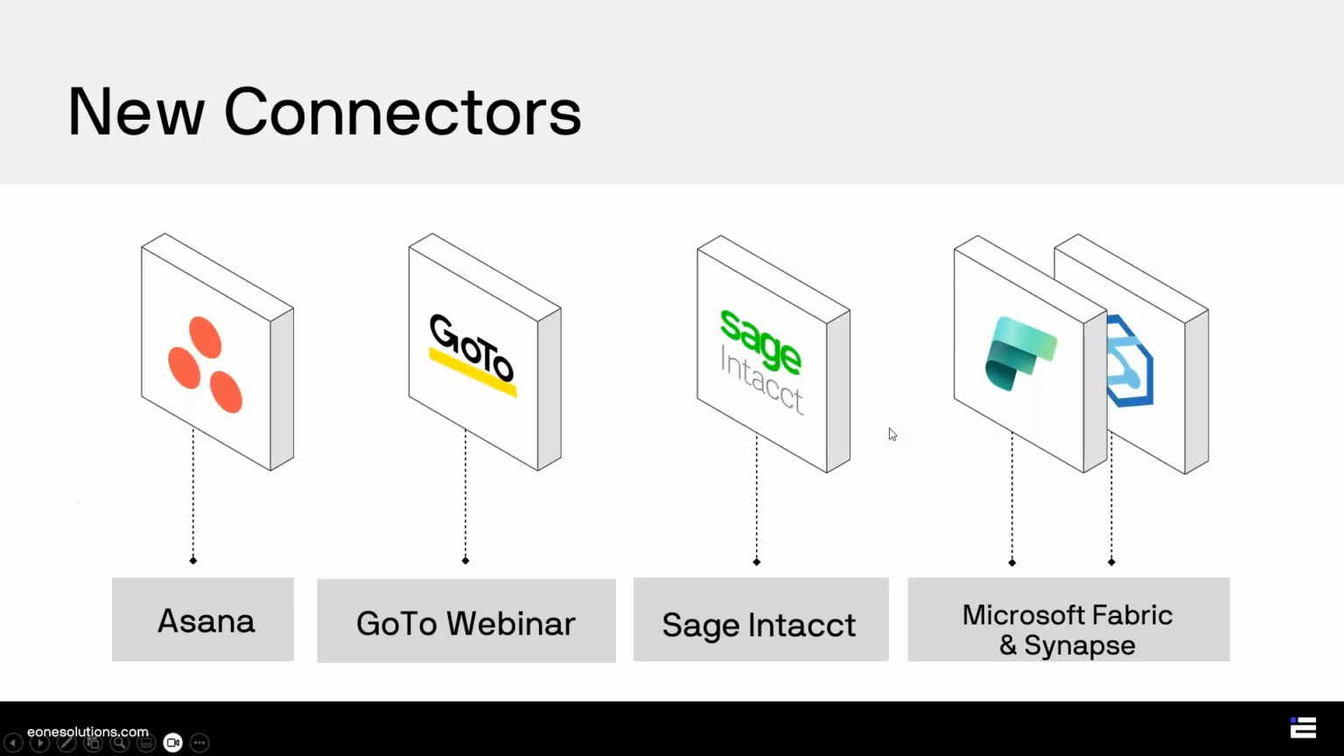Okay, so new connectors. We're announcing 5 new connectors in this release. One is called Asana. One is called GoToWebinar. You're on a GoToWebinar right now. One is Sage Intacct. That's an ERP software. And then Microsoft Fabric and Synapse, which I alluded to a little bit earlier.